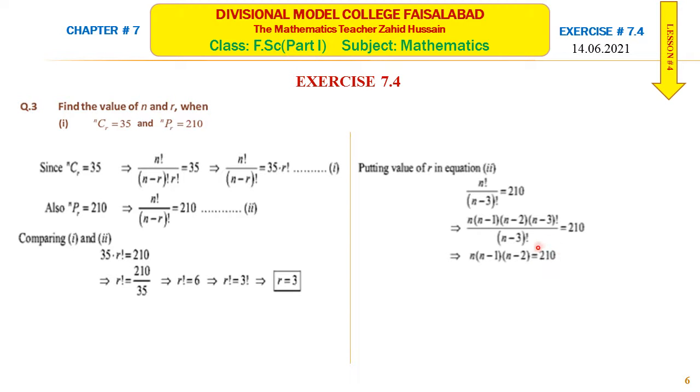We can write 210 as a product of three consecutive numbers, and these numbers are 7, 6, 5. N into n minus 1, n minus 2 is equal to 7 into 6 into 5. So it means the value of n is equal to 7, the largest number. So this implies that n is equal to 7. So the value of r is equal to 3 and the value of n is equal to 7.